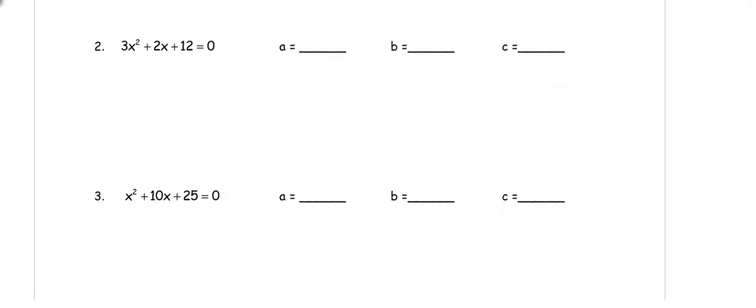Number 2, we have an a value, what's in front of x squared, as 3. So our a value is 3. Our b value is what's in front of the x, so our b value is 2. And the c value is the number by itself, which in this case is 12, so our c value is 12. Notice that they all have plus signs or no sign, which means they are all going to be positive numbers. So now we're going to substitute.